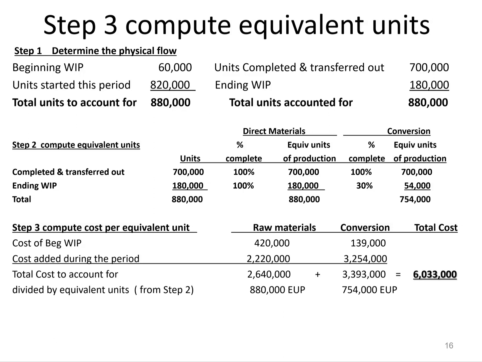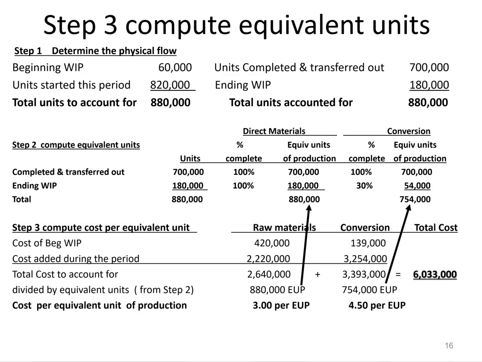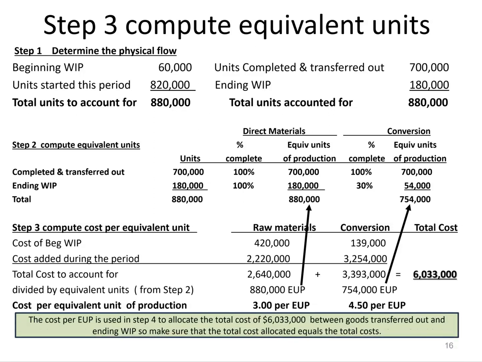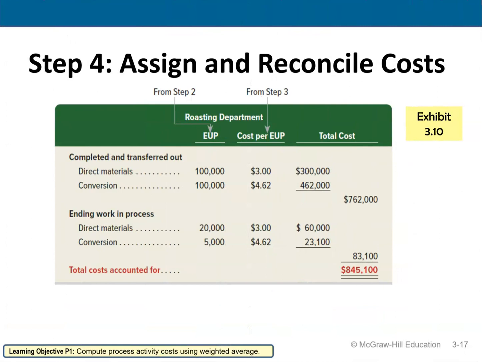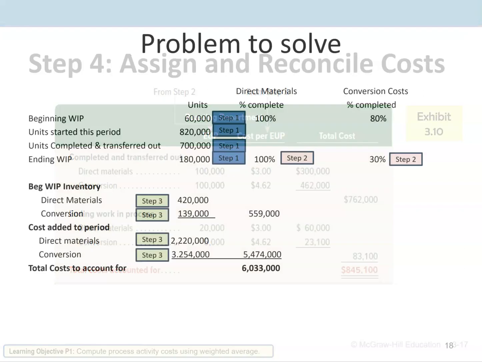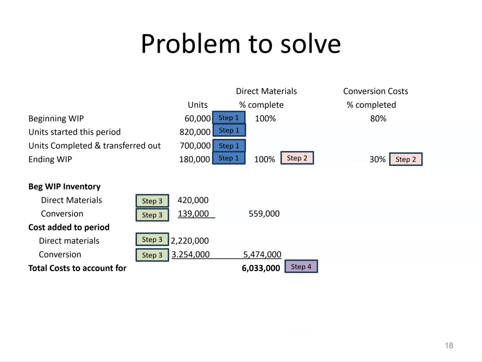Now we're going to divide by the equivalent units that we got from step 2. And that's going to give us our cost per equivalent unit of production for raw materials and conversion. So remember, what we're trying to do is allocate that $6,033,000. Now, step 4 is we're now going to allocate our total cost between completed and transferred out and ending work in process. So what do we need? Actually, the only thing we need is that $6,033,000, because that's what we should total in the end.